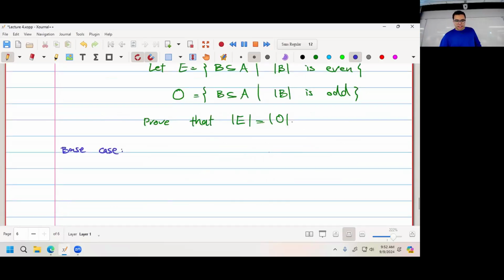So my base case is when n is 1. In this case, my set A contains only one element. And what are its subsets? I have the empty set, and I have A itself. Now, the empty set has an even number of elements because it has 0 elements, and A itself has an odd number of elements because it has 1 element. So I have one even subset and one odd subset, so this holds. For my base case, the number of even subsets and the number of odd subsets are the same.